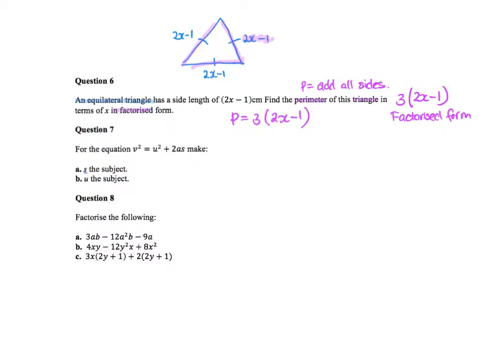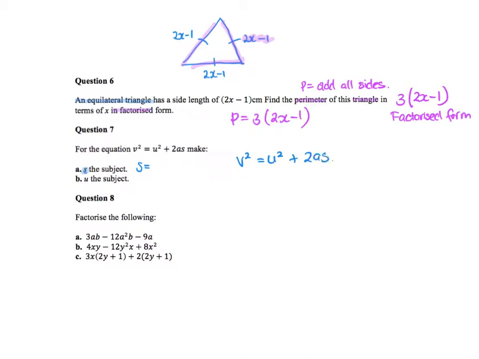All right, now for the equation v squared equals u squared plus 2as, make s the subject. So what that means is, it's got v squared equals, and what we want is s equals. So this is where we rearrange it. So we'll write it down.